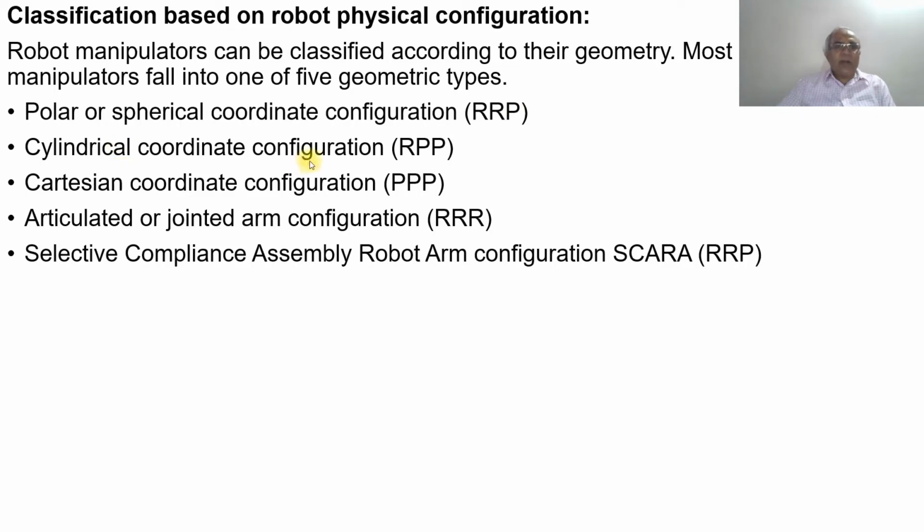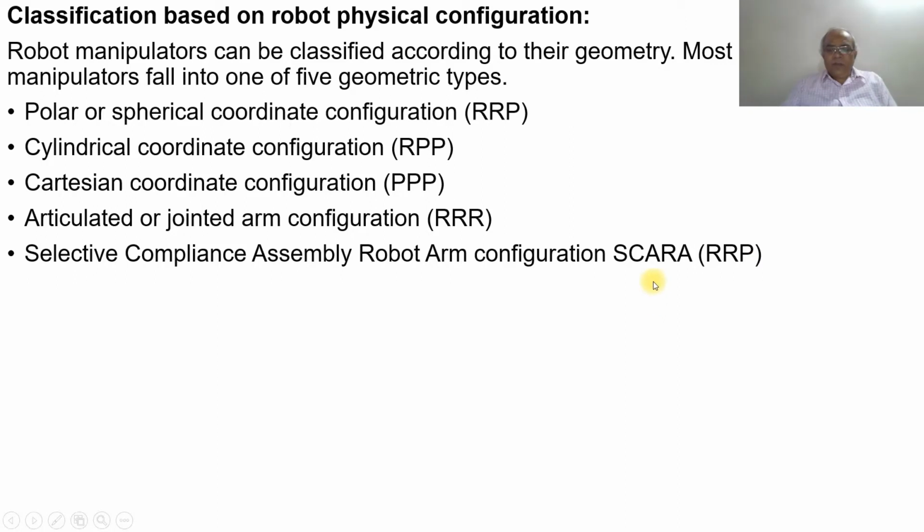Then cylindrical coordinate configuration, RPP. Cartesian coordinate configuration, PPP. Articulated or joint arm configuration, RRR. Then selective compliance assembly robot arm configuration, which is called SCARA, RRP.